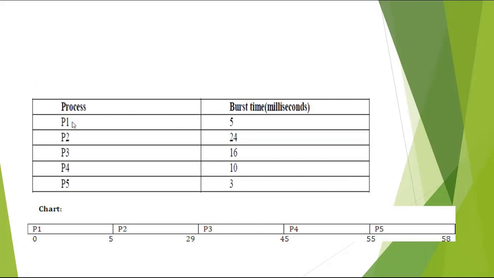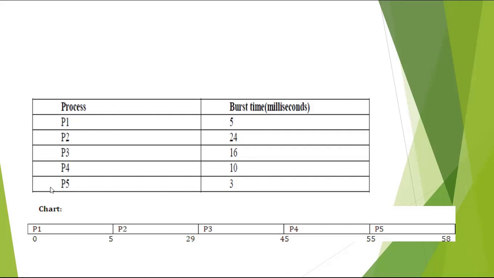If the process comes first, it will get the CPU first, it will execute, and then it will come out of the CPU. Now, for example, suppose we have 5 processes P1 to P5, and burst times are given to them. The burst time is given in milliseconds, but that can be any unit of time. The burst time for P1 is 5, for P2 is 24, P3 is 16, P4 is 10, and P5 is 3. Now, what is the burst time? Burst time is the time taken by the process for its execution.